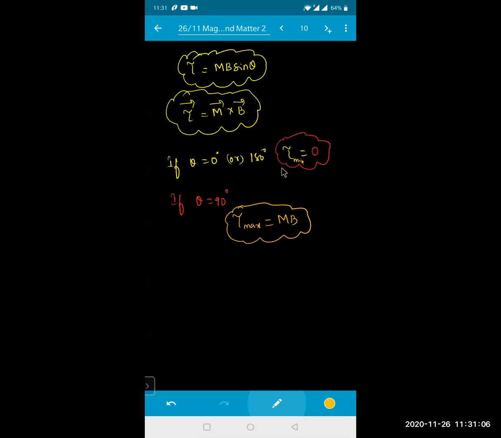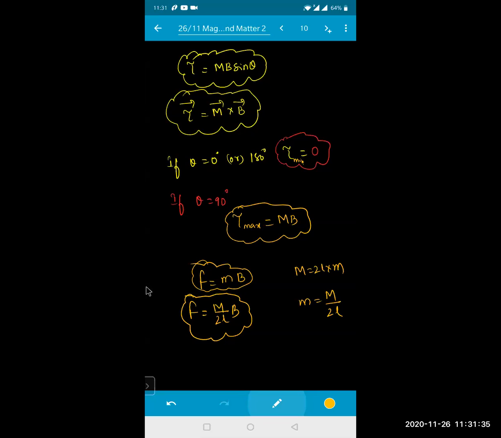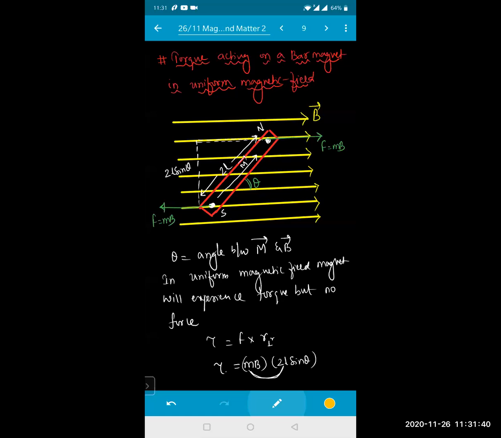Clear? So the force will be equal to small m into B. We know capital M is equal to 2L into small m, so small m can be written as M by 2L. So force can be written as capital M divided by 2L into B. So force in terms of magnetic moment is represented like this. Is the derivation clear for everyone? So what is the torque acting on a bar magnet?